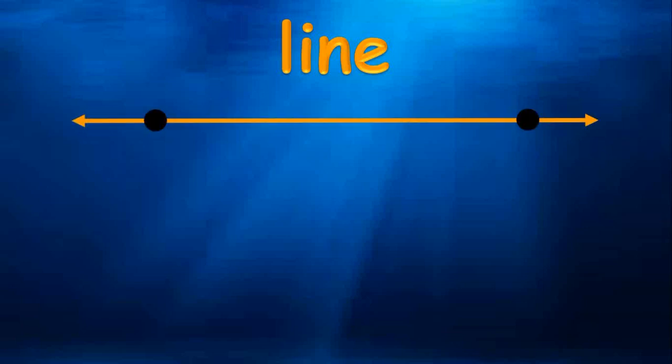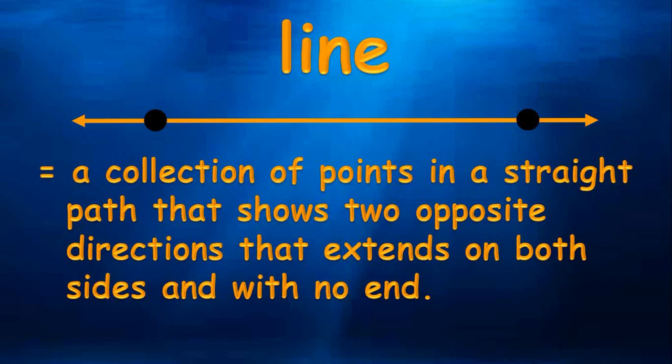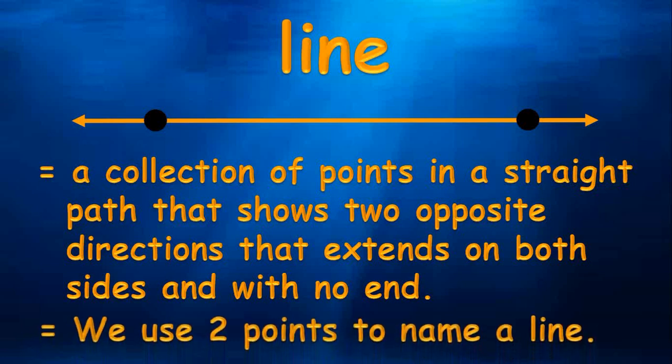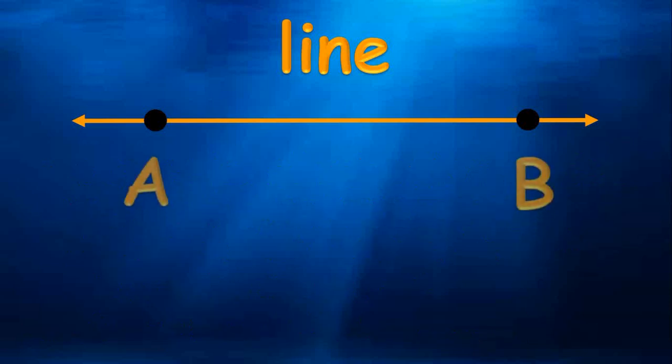A line is a collection of points in a straight path that shows two opposite directions that extends on both sides and with no end. We use two points to name a line. An example is line AB or line BA in words and in a symbol.